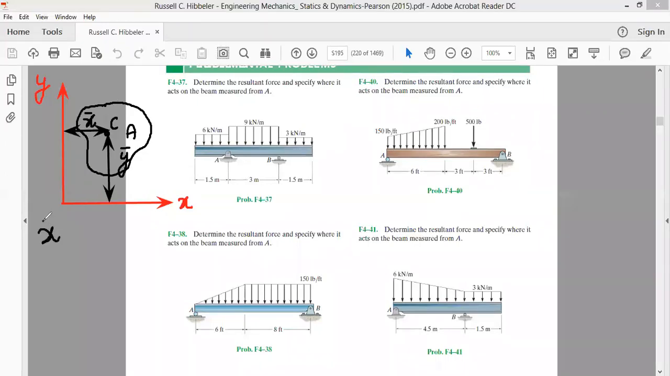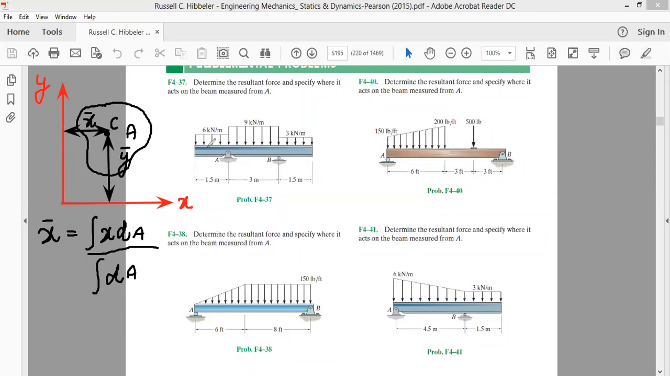is equal to integral x dA divided by integral dA. These are area integrals. What does this mean?